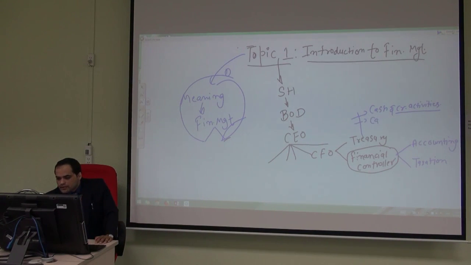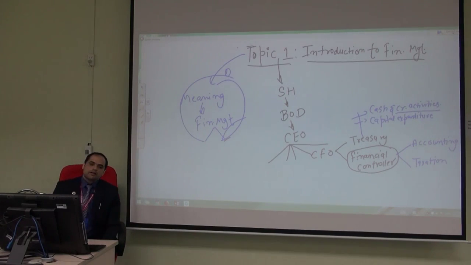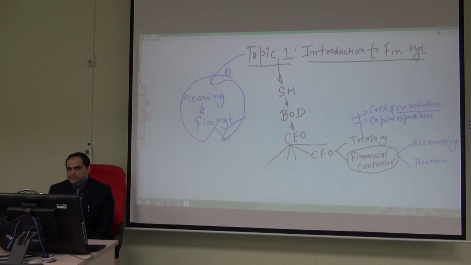Second one is capital expenditure activity. All right. Capital, you know that a company needs capital to start and run the business. So how do we invest that capital, right? That kind of investment or investing decision will be taken care of by the treasurer.